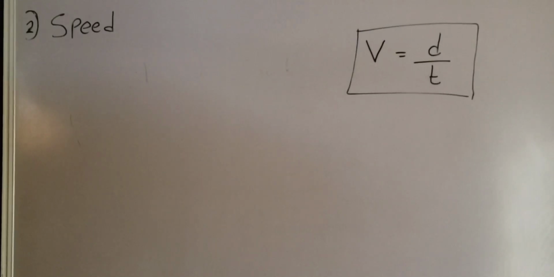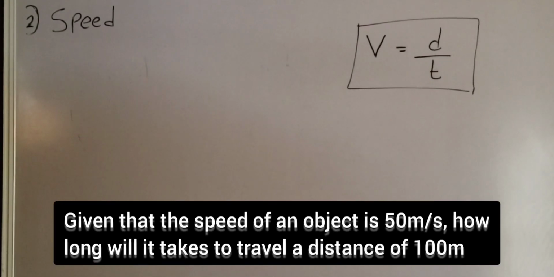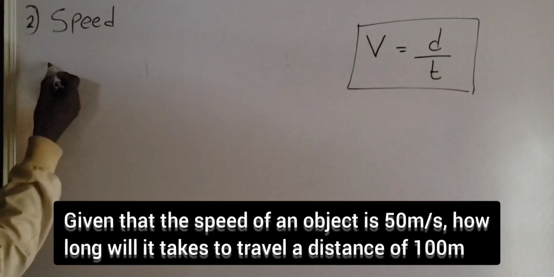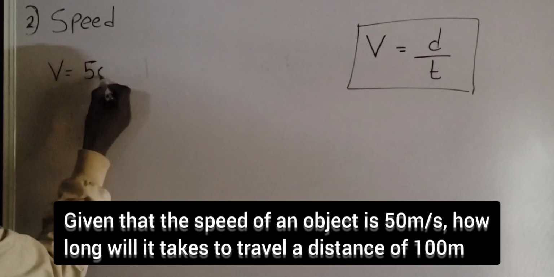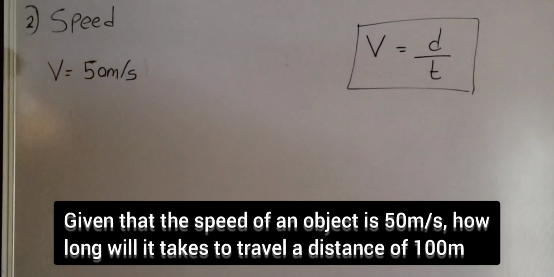Question 1. Given that the speed of an object is 50 meters per second, how long will it take to travel a distance of 100 meters? Now, let's first write out the parameters that we are given in the question. We are given that the speed of the object is 50 meters per second. So, v is equal to 50 meters per second. Do you understand? And we are now asked how long it will take to travel a distance of 100 meters.